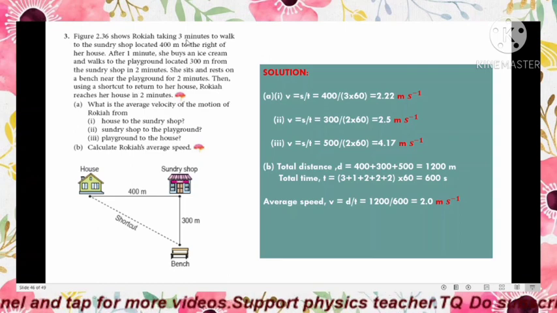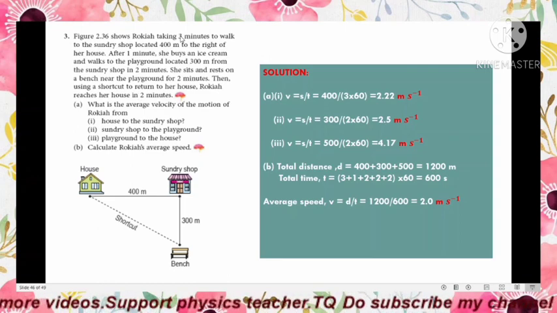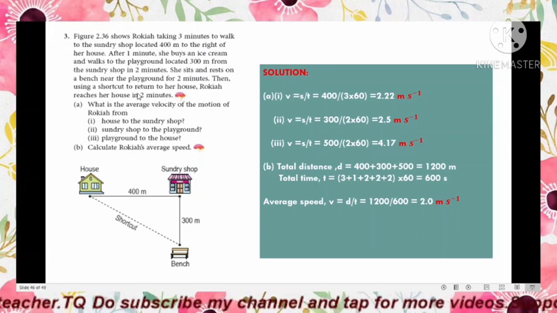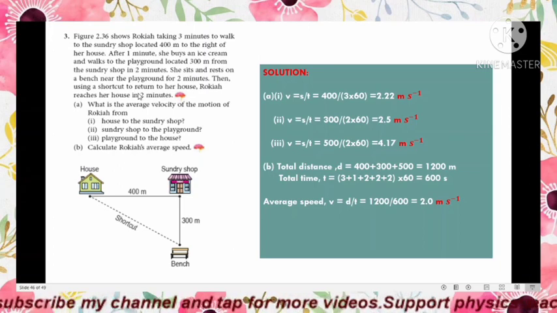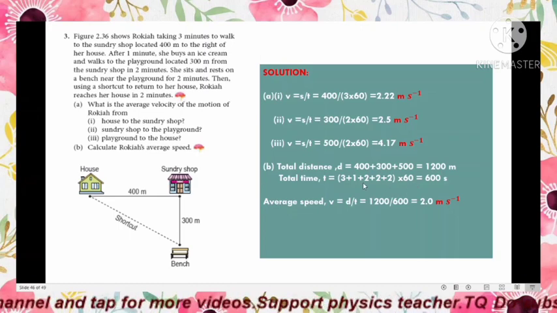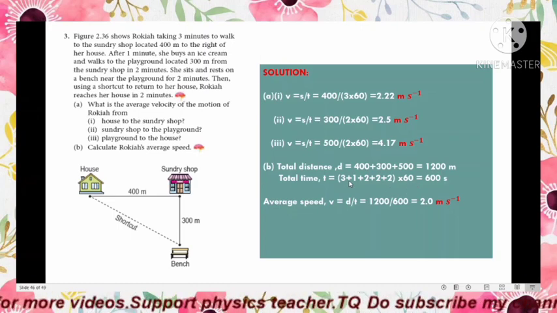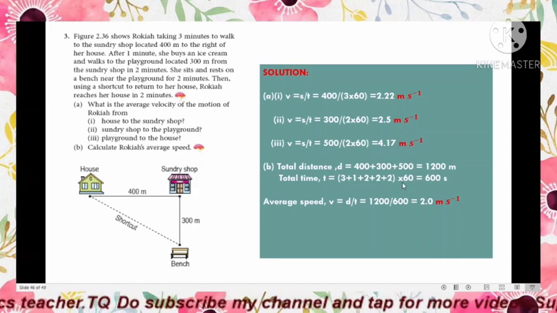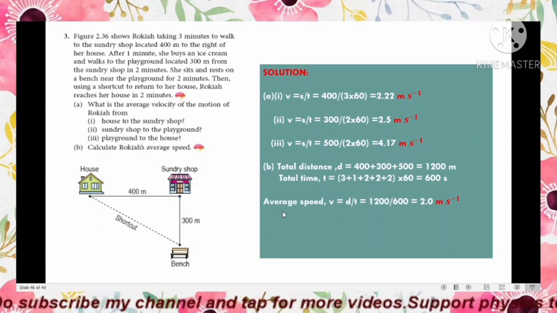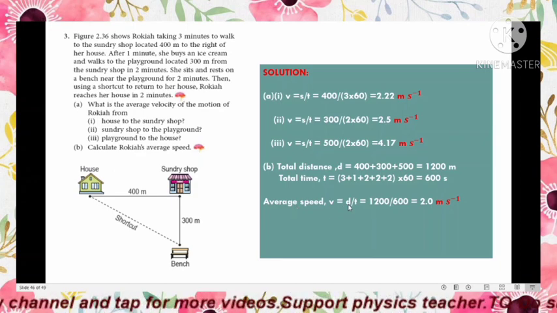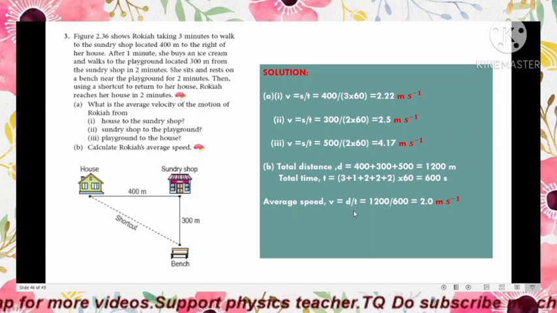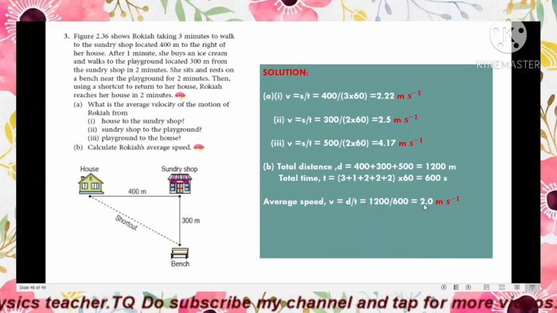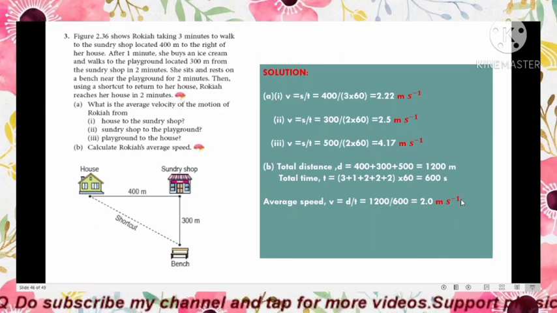Total time taken, you need to total up all the time taken: 3 plus 1 plus 2 plus 2 plus 2. So we get 10 minutes. 10 minutes converted to seconds is 600 seconds. So average speed equals total distance divided by total time taken. So 1,200 divided by 600. So you get 2 m s^-1.